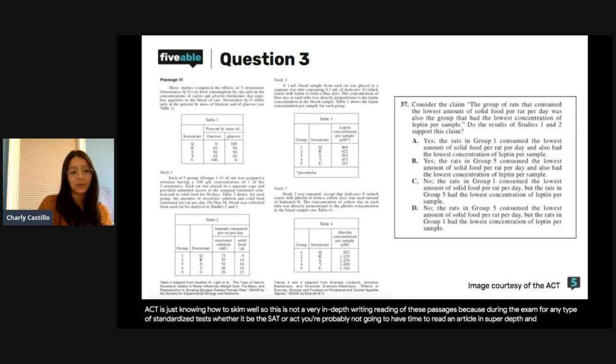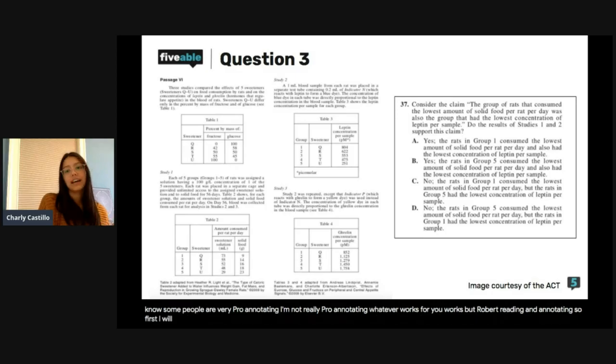super depth and annotate. Some people are very pro annotating. I'm not really pro annotating. Whatever works for you works. But in my opinion, there just isn't enough time to do a proper reading and annotating. So first, I would tackle this by really just learning how to skim through things effectively. And if you were a big reader at one point, you probably do.